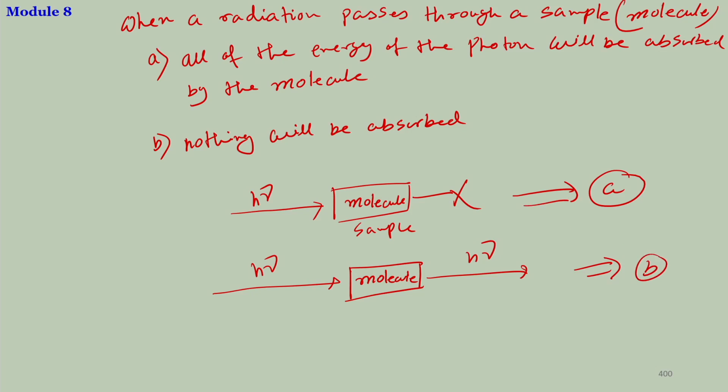There cannot be anything in between. For example, there cannot be that a certain amount of h nu is absorbed by the molecule and the rest is released. No, it can be either the whole photon, whole energy, or nothing at all. So, that is the basis of quantized energy. And this is very important for spectroscopy, it is very important to remember.